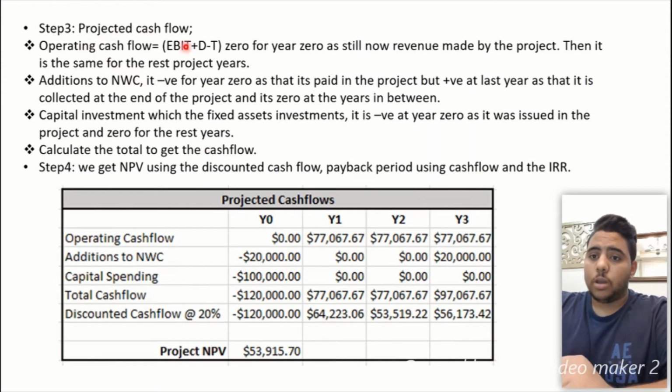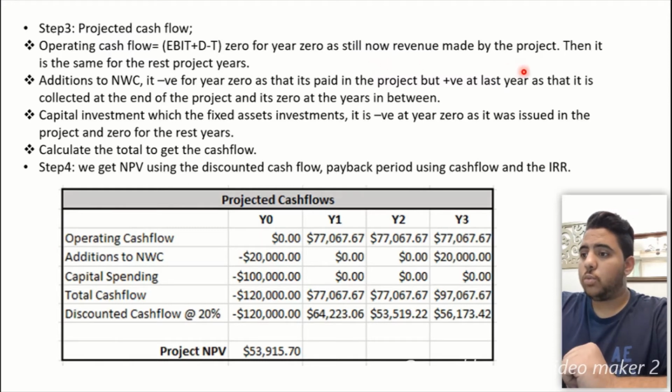Step 3, we make the projected cash flow. First thing, we get the operating cash flow, which equals the earnings before interest and tax plus depreciation minus tax. It's zero in the first year, sorry, here it's no revenue made by the project still, and then it's the same for the rest of the project.